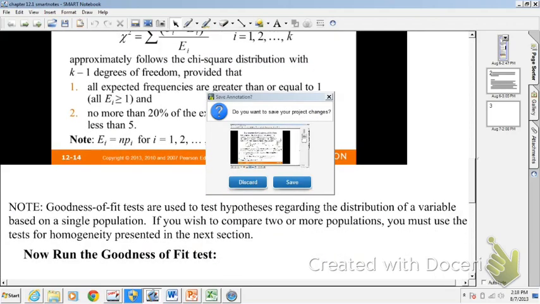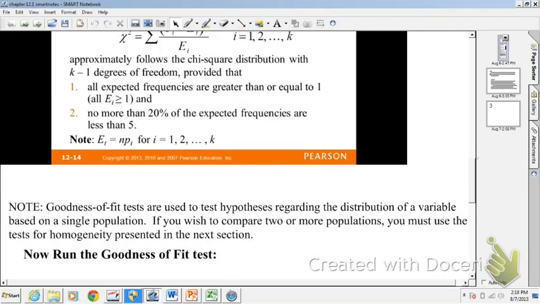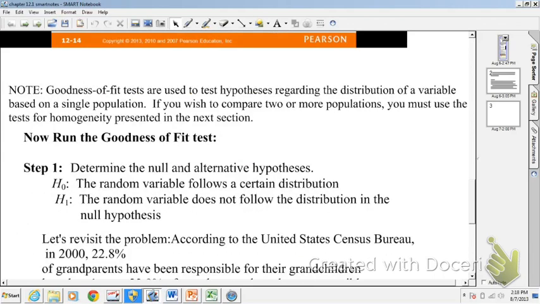I do have a little note here, a little reminder. The goodness of fit tests, let's take a look at this note here. The goodness of fit tests are used to test hypotheses regarding the distribution of a variable based on a single population. If you want to compare two or more populations, you're going to use tests for homogeneity, which are in the next section that we talk about in my next podcast.